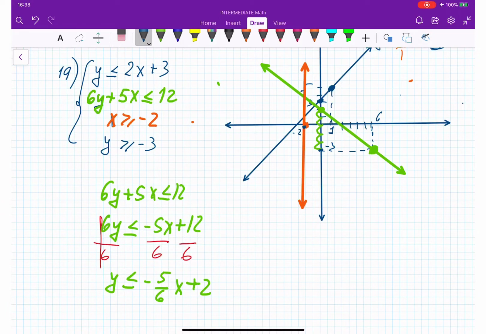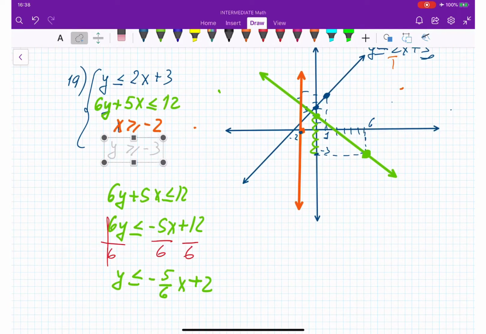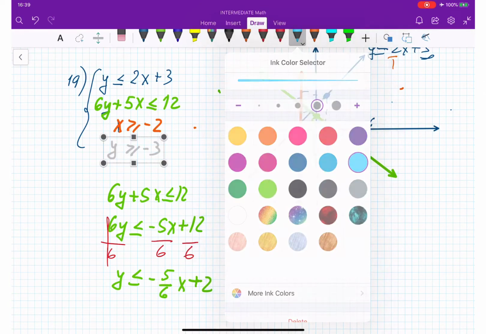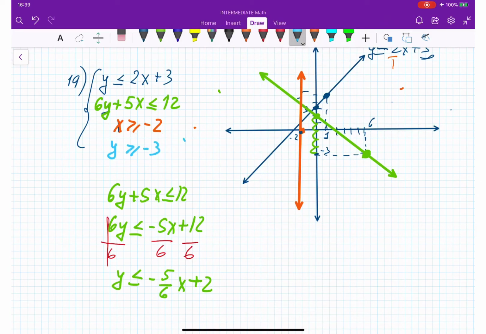And the third one, y is greater or equal -3. Let me see what color I'm going to use. I think I'm going to use this one. So greater or equal -3. -3 is where? Right here. And it's also going to be solid line, right? -3.